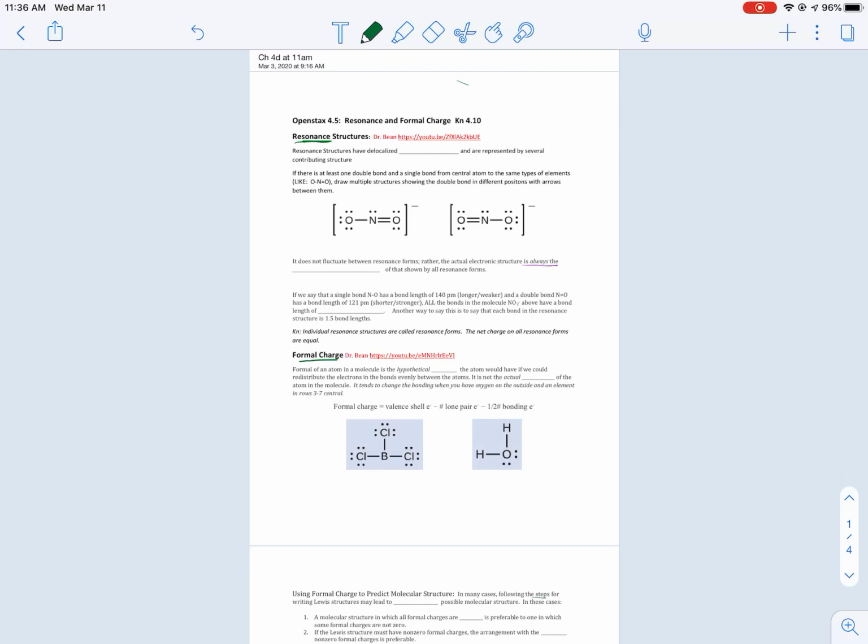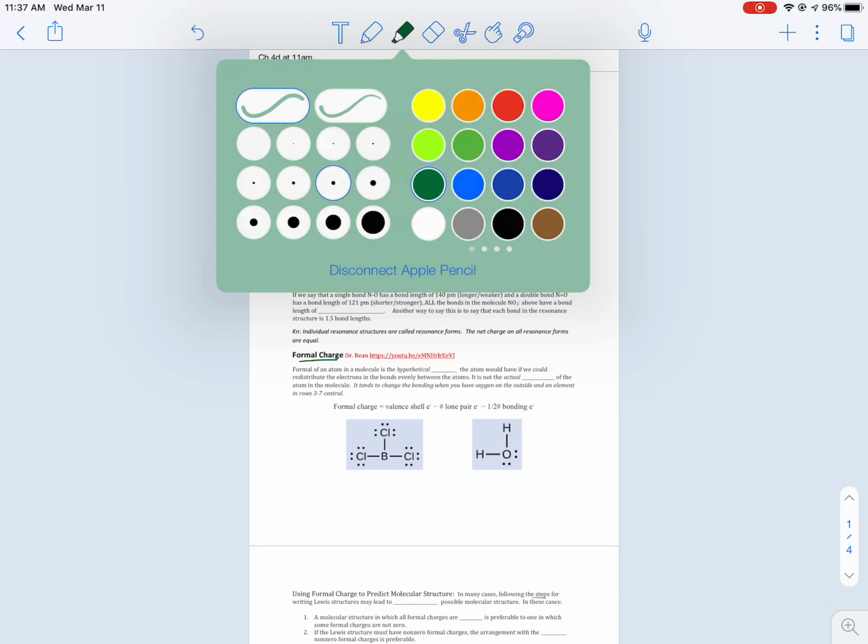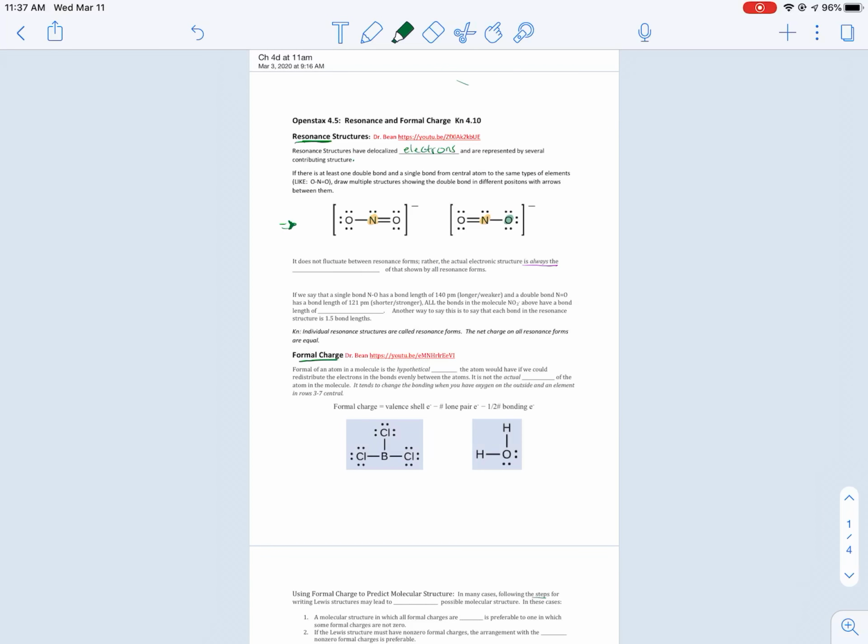So resonance structures have delocalized electrons, and they are represented by several contributing structures. What that means is that you can draw more than one structure, and there's no one reason to say that the left structure is better than the right structure. So here's an example of what we're talking about. Notice in both these cases, we have the same central atom. And in both of these cases, we have some kind of a bond that's going out to an external atom, and they're the same external atoms.